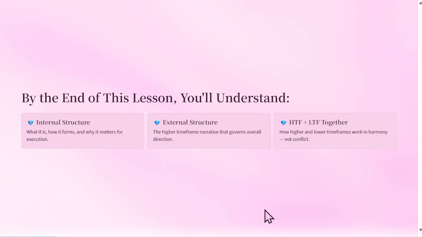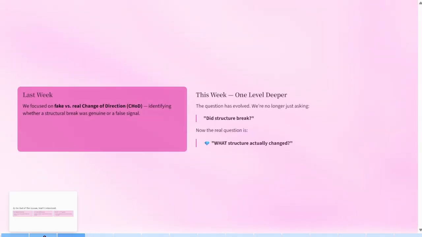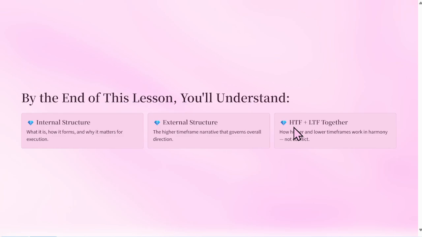All right. So by the end of this lesson, you're going to understand three things: what is internal structure, what is external structure, and how higher time frames and lower time frames work together. Oh, real quick, this is what I was talking about. You will see the HTF, higher time frame, and lower time frame, LTF. If you need to write that on your notes, go ahead and do that because you will see that again.